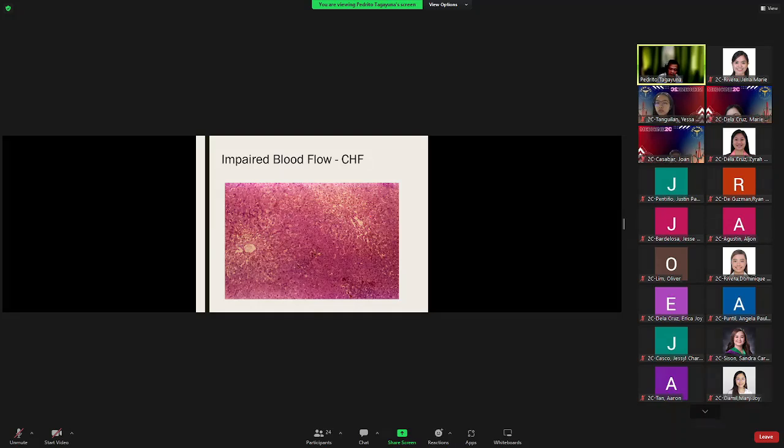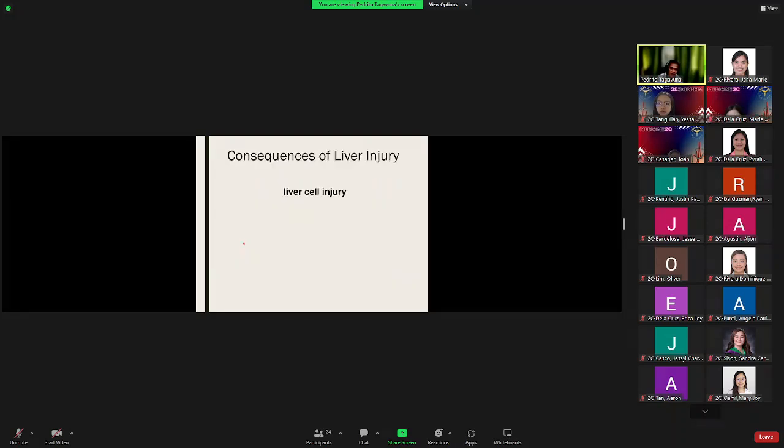This is the second mechanism of liver dysfunction. Because when cells die by ischemia, they also release the cellular contents. Okay.